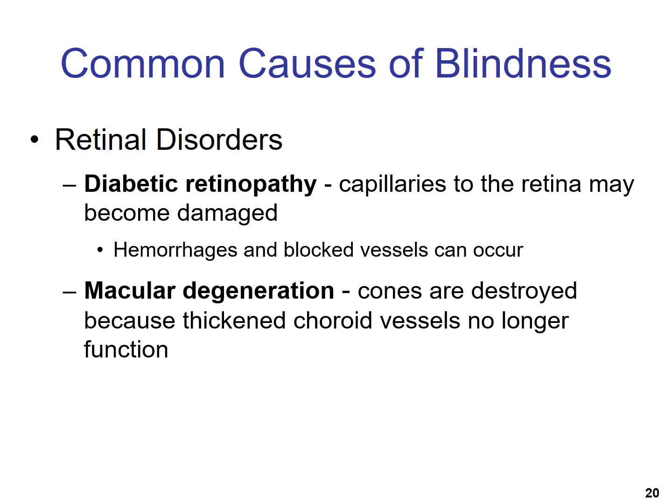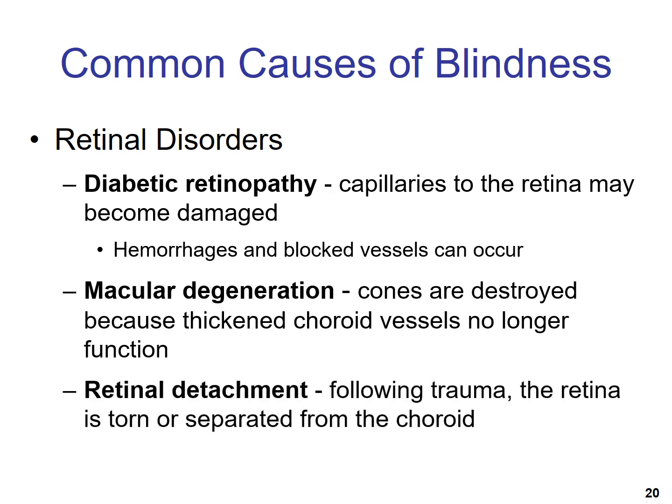So macular degeneration can happen when you get the destruction of cones because thickened choroid vessels no longer function. Basically, if the vessels in the choroid are not functioning, then they're not going to send capillaries to the retina, and that's going to lead to the death of cones.